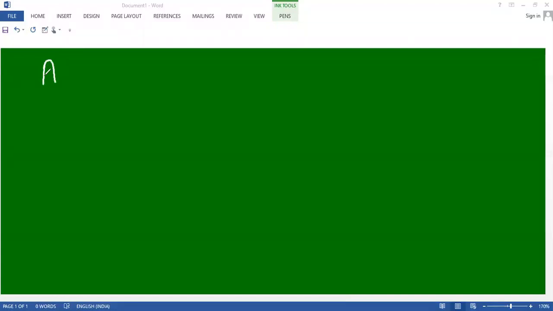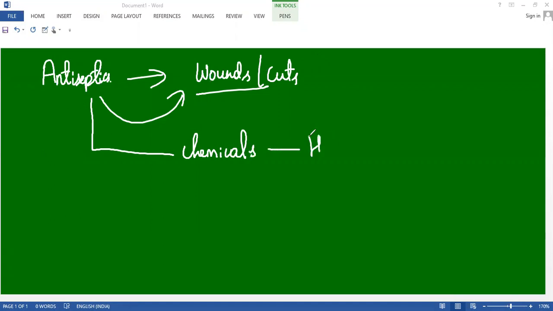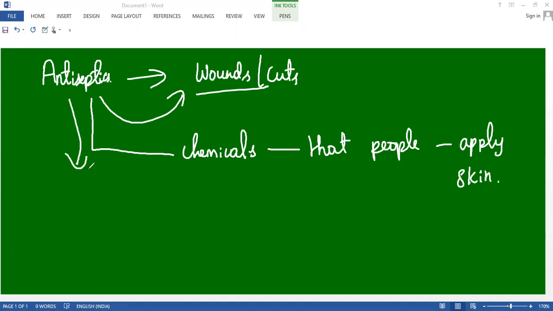So what are antiseptics? Basically, we apply antiseptics whenever we find a wound or cuts. Why do we apply them only on wounds or cuts in our body? That is very simple. An antiseptic acts as a chemical on the skin. So these are chemicals. What do people do? They apply it on the skin. Then what will be the result when people apply it on the skin of the body?